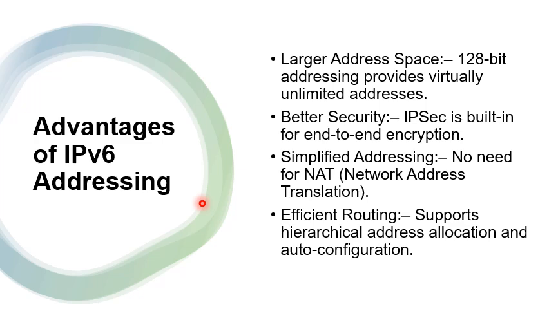Third one is no need of NAT. That is, since IPv6 provides enough addresses, devices can communicate directly without using NAT, improving efficiency. And last one is efficient routing. IPv6 simplifies routing by using hierarchical addressing, which improves network performance and scalability.